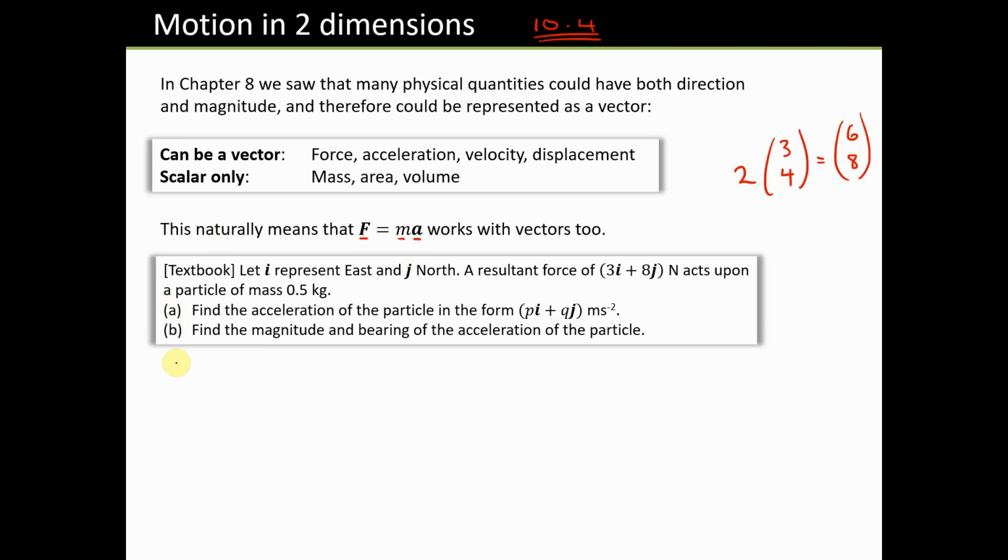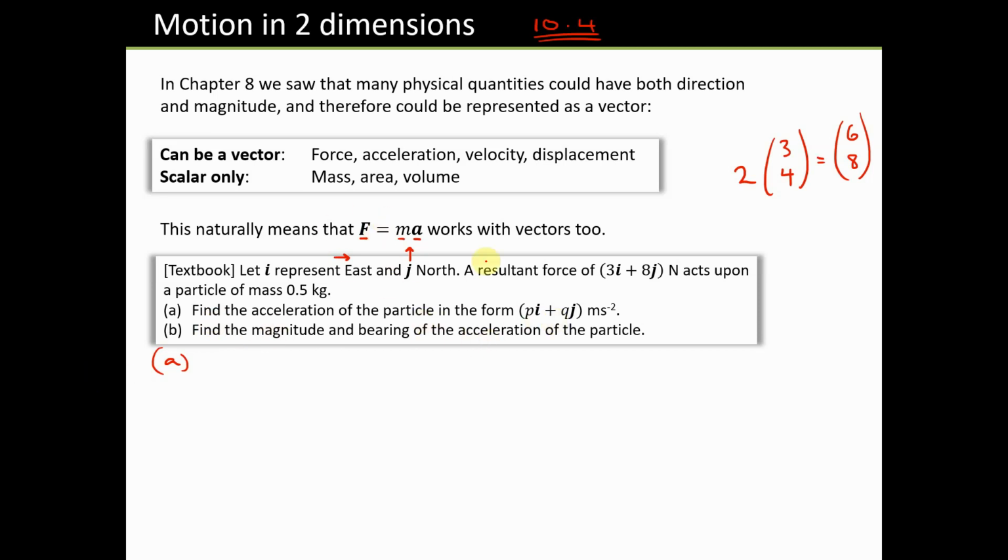So let's have a look at this question below. Let i represent east and let j represent north. That's what they do anyway. i is the unit vector that goes like this, and j is the unit vector that goes like that. A resultant force of 3i plus 8j newtons acts upon a particle of 0.5 kilograms. Find the acceleration in vector form.